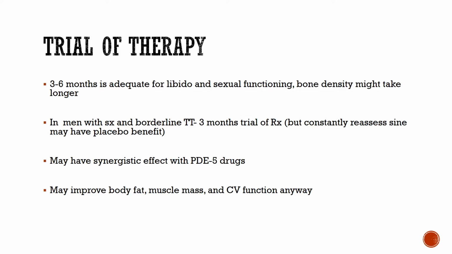So the normal trial of therapy is 3 to 6 months to get effect for libido and sexual functioning. Men that have borderline symptoms, you can try 3 months. They may have some placebo benefit, but as I say, in the men that have levels above 200, I've rarely seen any effect. You may actually see better effect from the PDE5 drugs, the Viagra, Cialis, the Levitra, and they may work better if the patient's on testosterone.